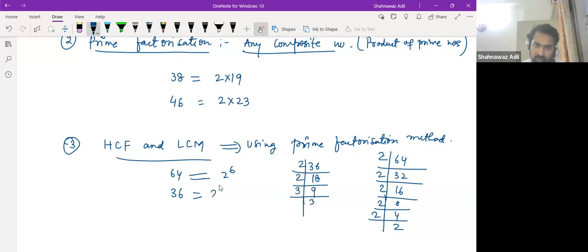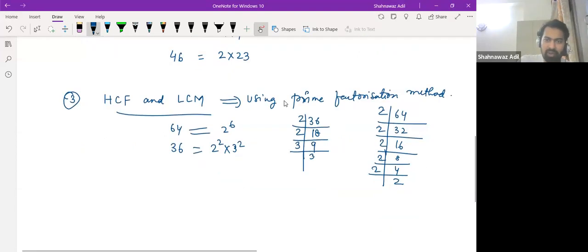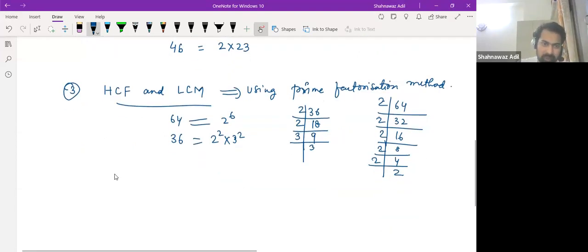This is 2 square and 3 square, right? So now to calculate the HCF, what do we do? So we take the common terms. So common is 2, right? And the power of 2 in this case is 2, and the power of 2 in this case is 6.